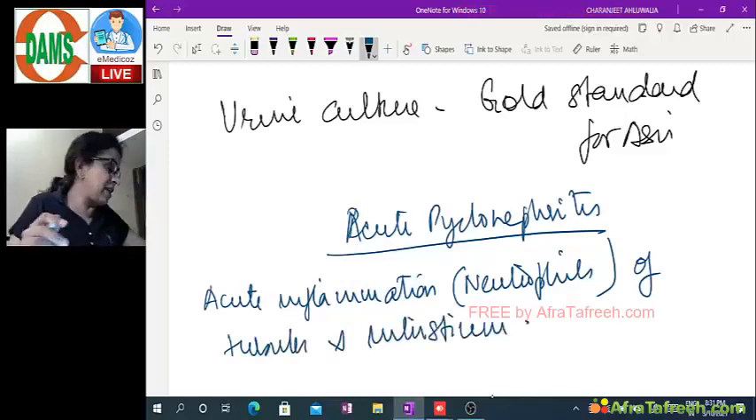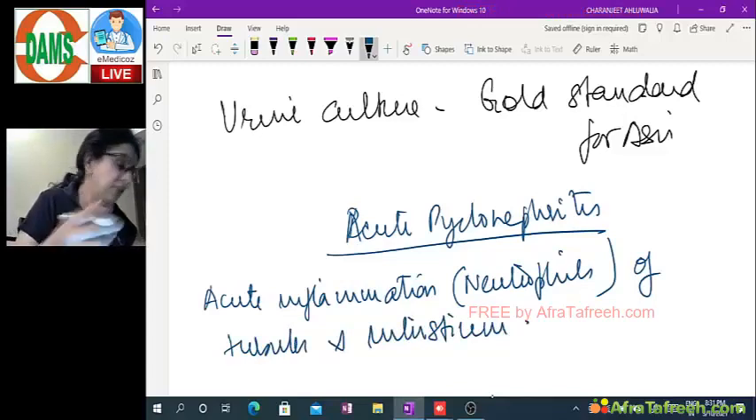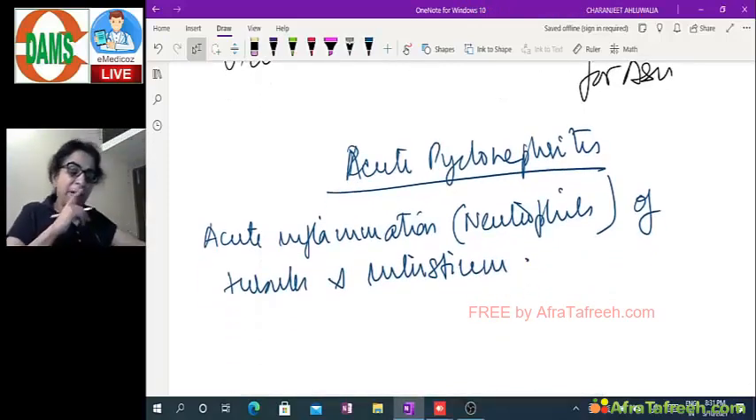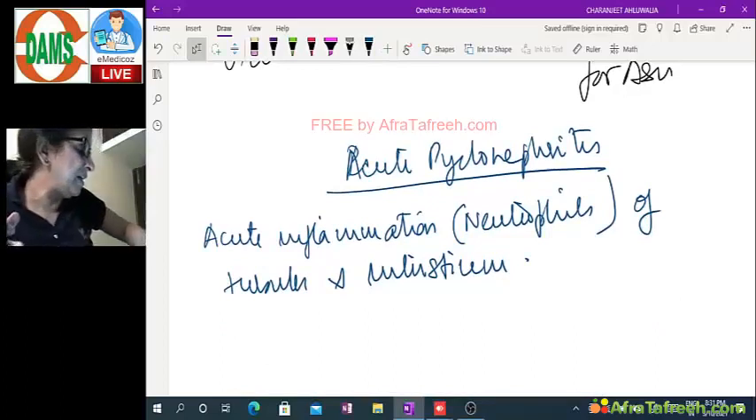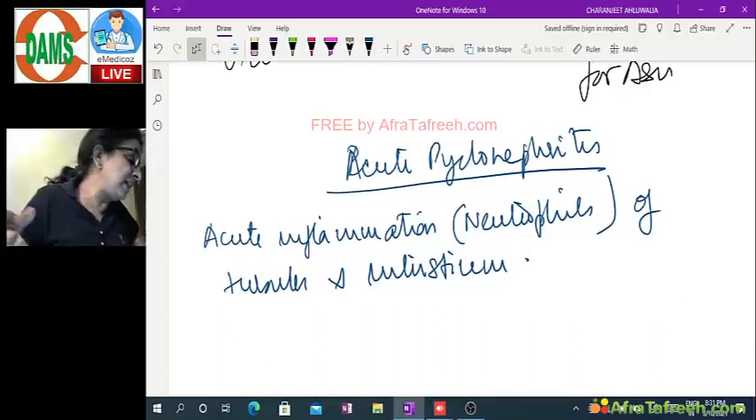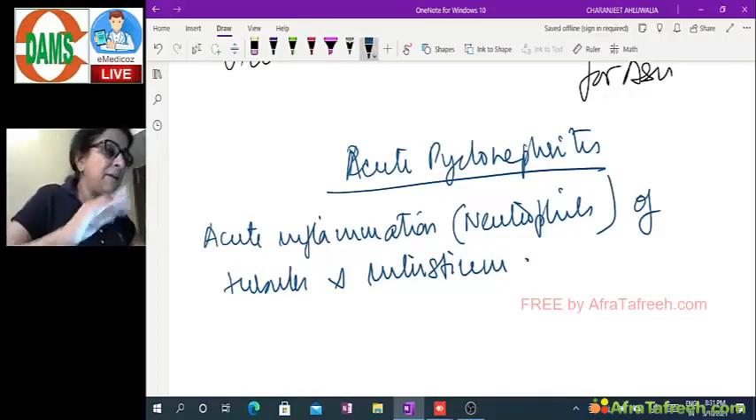So in the tubules and the interstitium, what do you see? You see neutrophils. So what is the definition of pyelonephritis? Acute pyelonephritis is acute inflammation of the kidney. Of which part of the kidney? The tubules and the interstitium. They are infiltrated by neutrophils. Glomeruli are spared.